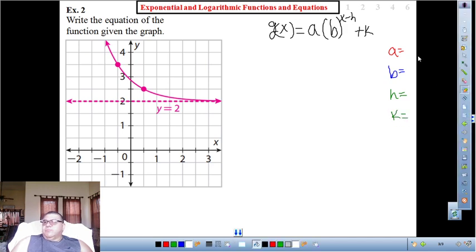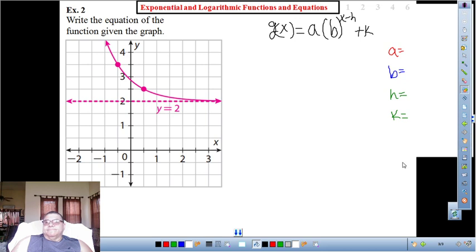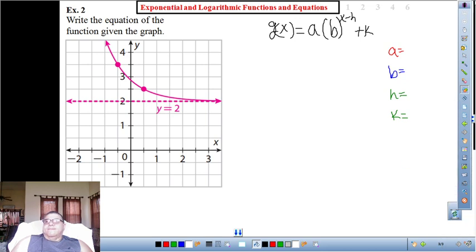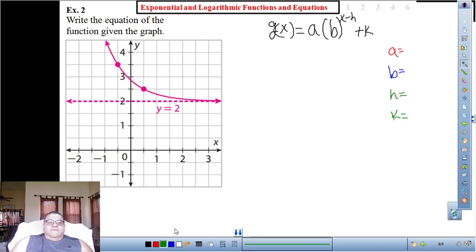Let me make some more room over here. First of all, what do we know about the graph? What does this asymptote represent? It's y equals 2. We know that this is our k. So let's label that here. This is 2.